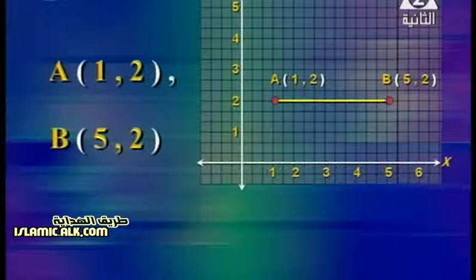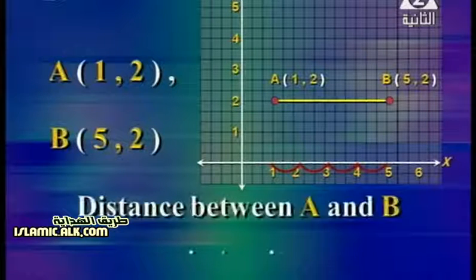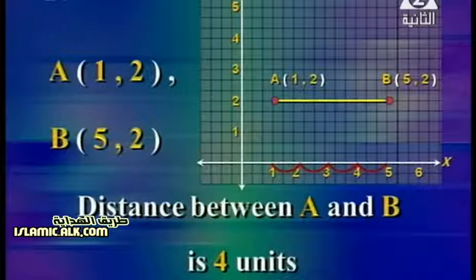So to find the distance between A and B, try to count how many units are there between A and B. It is 1, 2, 3, 4 units. So in this case, we can say that the distance between A and B is 4 units.